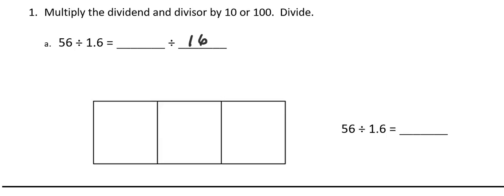If I multiply the divisor by 10, I also have to multiply the dividend by 10 to keep the equation balanced. So 56 multiplied by 10 is 560. In lesson 26, we saw that if we multiplied both the divisor and the dividend by the same number, we would end up with the same answer. So now I'm going to divide 560 by 16.